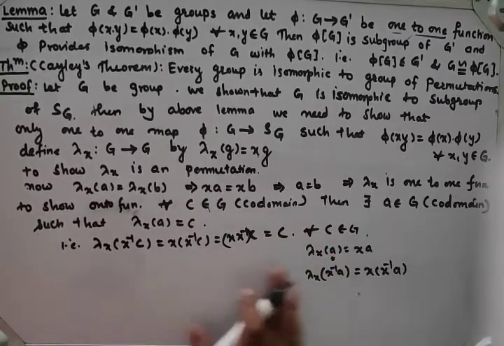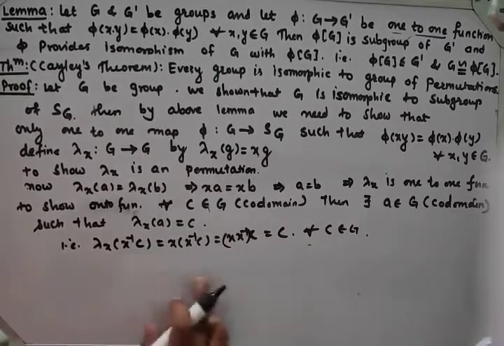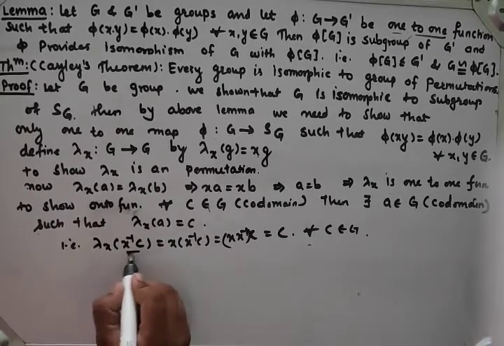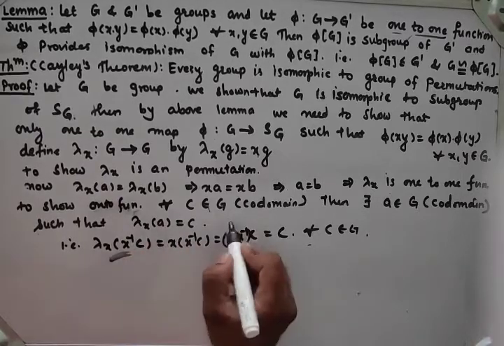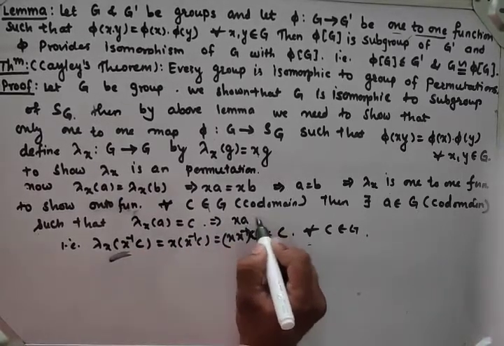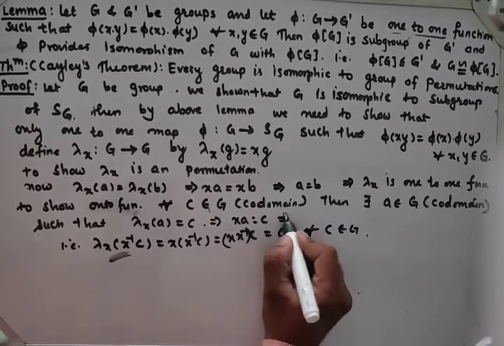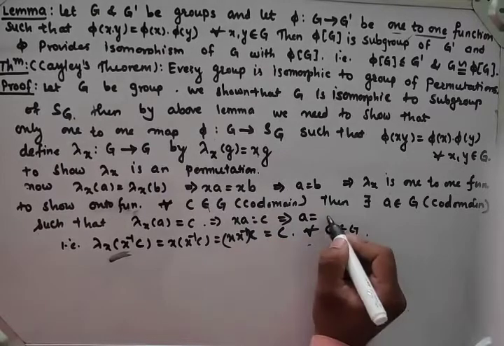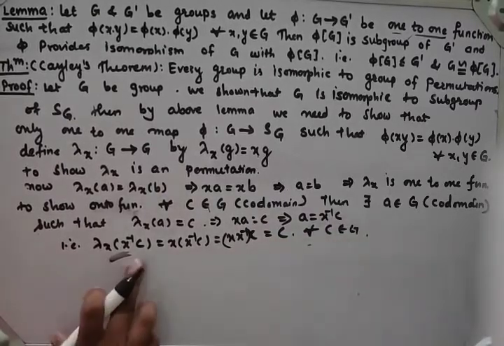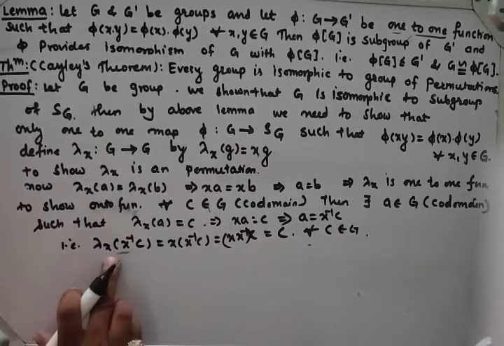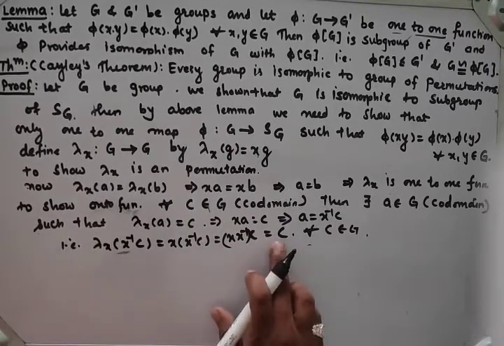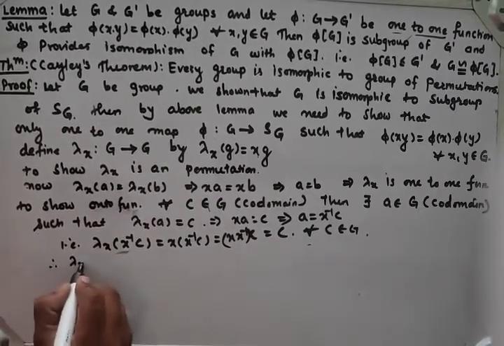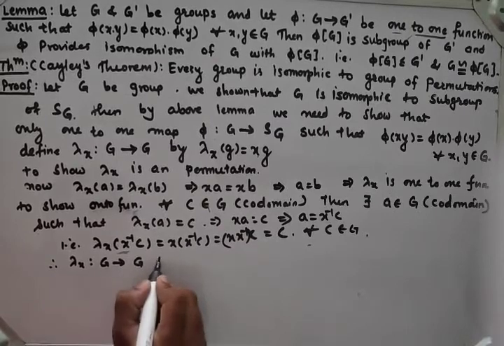Means here we get lambda x, and this is the value of A. After solving this we will get xa is equal to C. After solving for the value of A, by pre-multiplying by x inverse, we get x inverse C. So lambda x of x inverse C is equal to C for all C belongs to G. Therefore lambda x from G to G is an onto function.